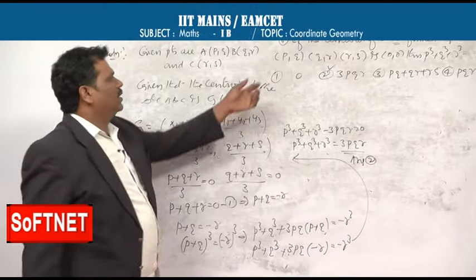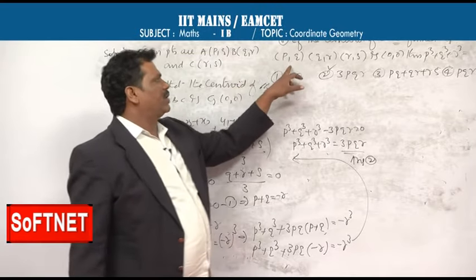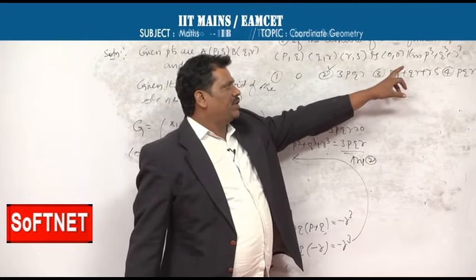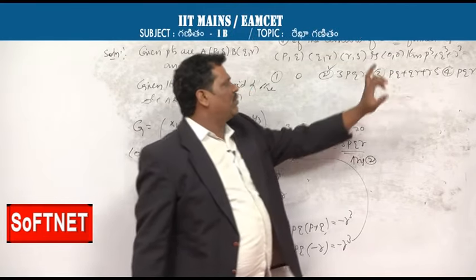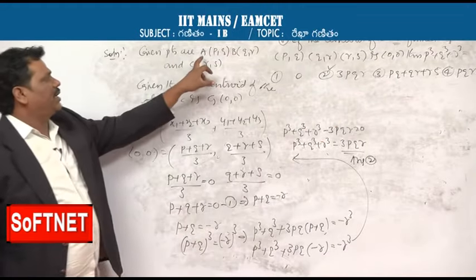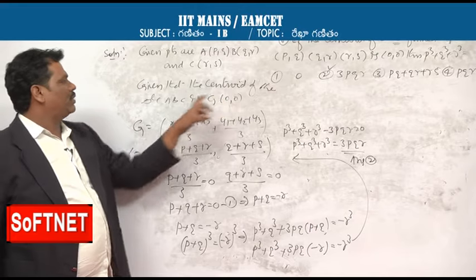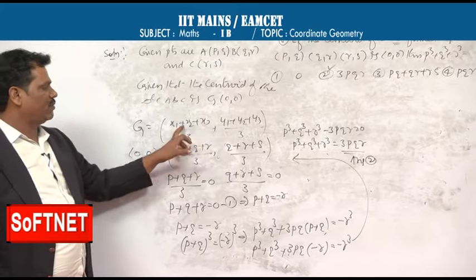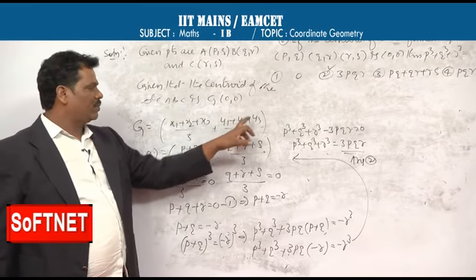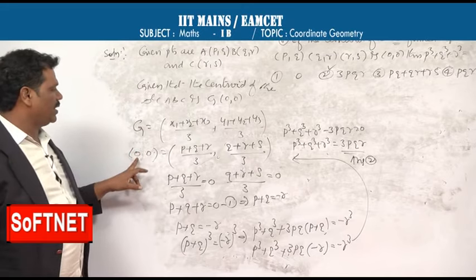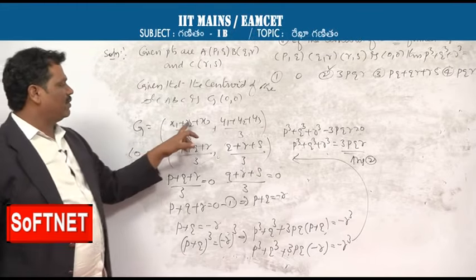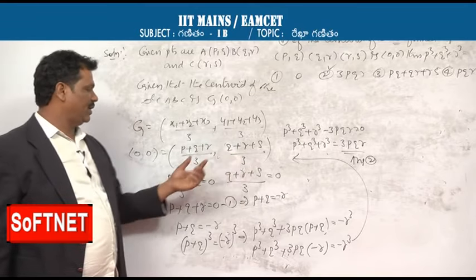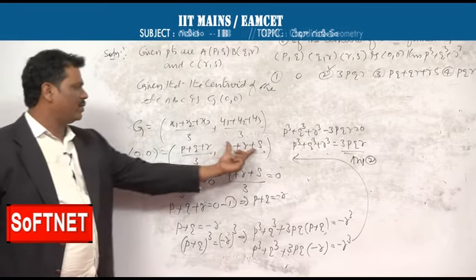Okay. So if the centroid of the triangle formed by 3 points PQ, QR, RS is 0, 0, then the condition is P cube plus Q cube plus R cube equal to what? Here the given points are taken as A, B, C. Given that the centroid of the triangle ABC is 0, 0, and G is equal to the formula for the centroid of the triangle, x1 plus x2 plus x3 by 3, y1 plus y2 plus y3 by 3. So here G is the centroid, given 0, 0. We get x1 plus x2 plus x3 by 3 is P plus Q plus R by 3, Q plus R plus S by 3, equating x coordinate equal to 0 and y coordinate equal to 0.